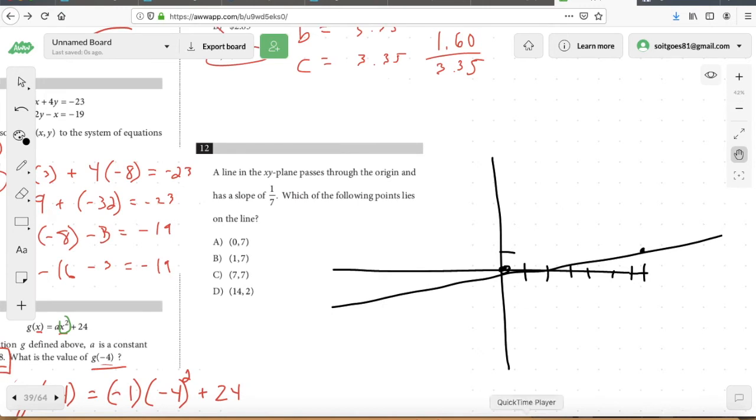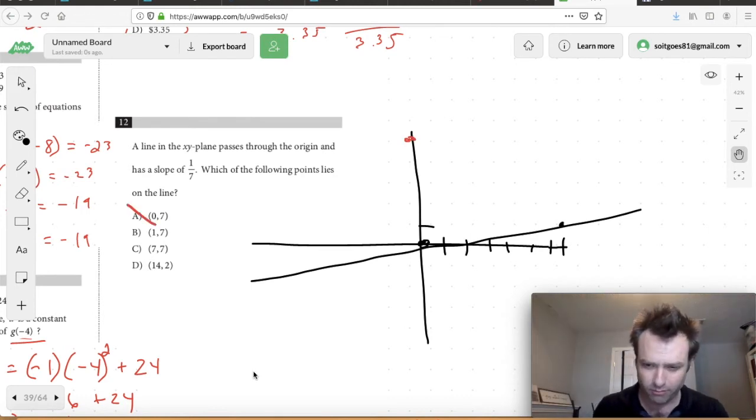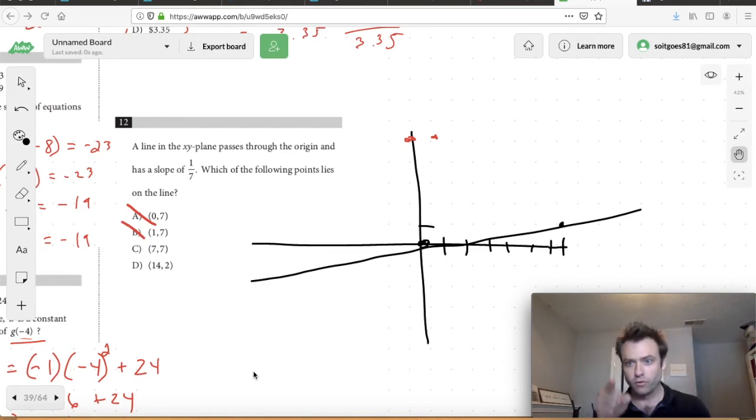So which of the following points lies on that line? That is the question. Let's test the answer choices. Is 0, 7 going to be on that line? Well, where's 0, 7? That's where the x value is 0 and the y value is 7. That's going to be up here. So that's definitely not on the line. It's not answer choice A. Answer choice B is 1, 7. That's up here, where the x value is 1 and the y value is 7. It's not answer choice B, the one everybody picks. Don't do that. Graph it. It's obvious. It's not B.